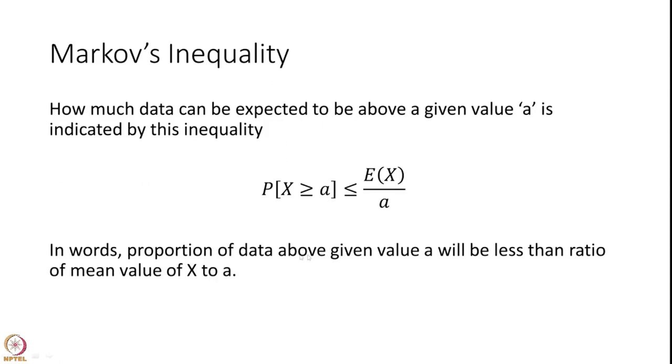So, what it really says is how much of the data can be expected above a given value a, and this bound is given by this. It cannot be larger than the ratio of the expected value, the mean value of x, divided by a quantity a. This is called Markov's inequality.